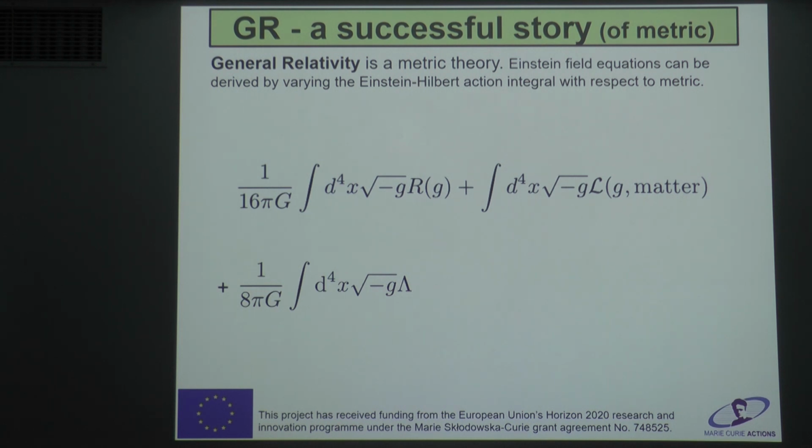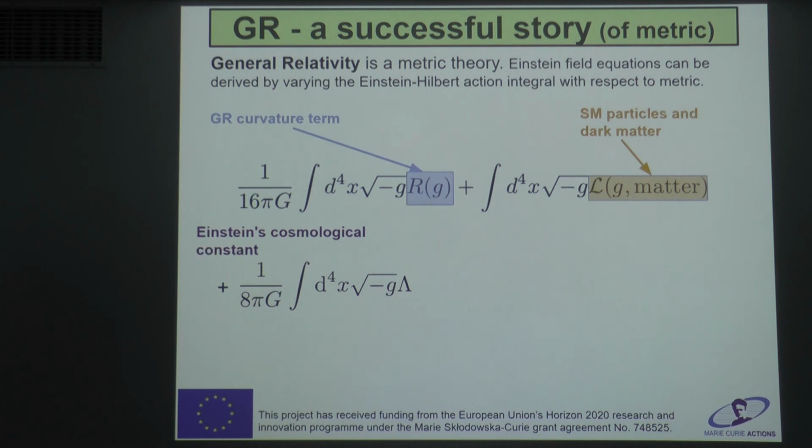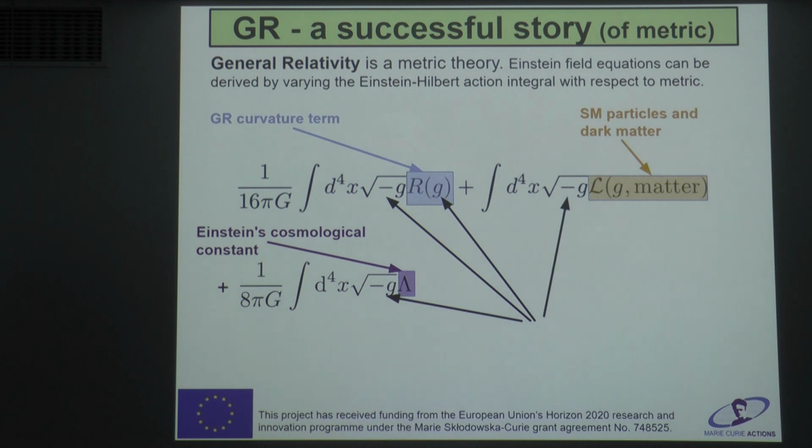So just very quickly, general relativity is a metric theory. Einstein field equations can be derived by varying the Einstein-Hilbert action integral with respect to the metric. So we have the GR curvature term. We have, of course, standard model particles and dark matter, because we need to populate space-time with matter. And then we have the Einstein cosmological constant. That's basic GR. Paying attention, all these g's here are the metric of space and time.